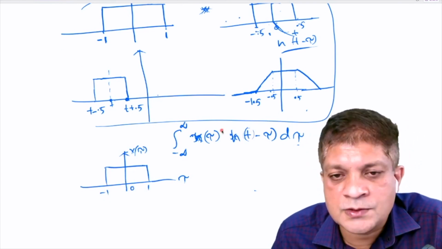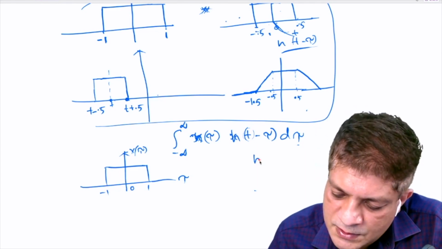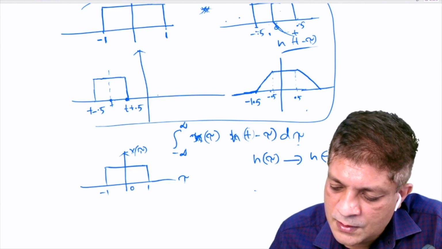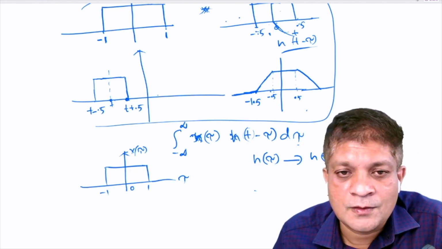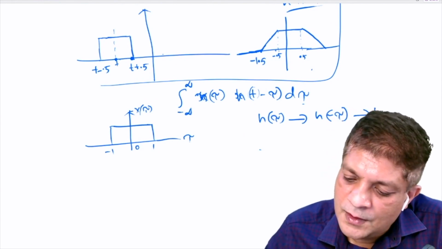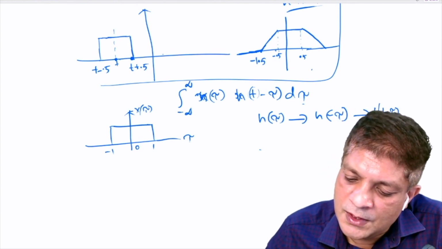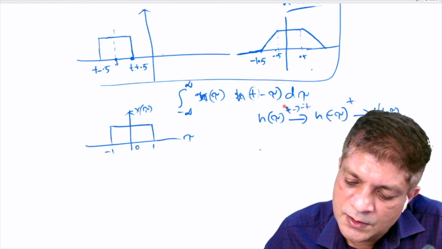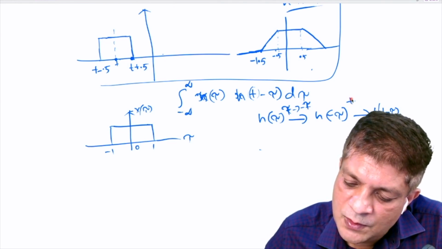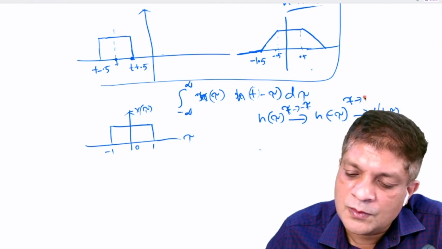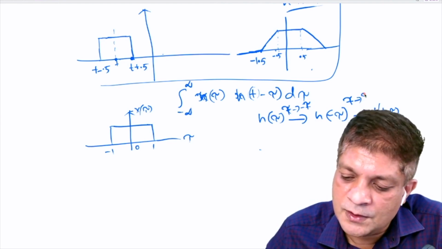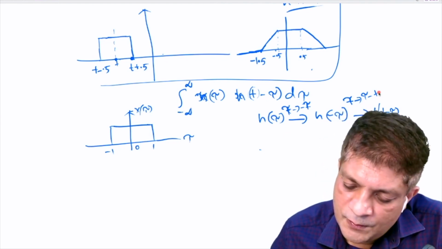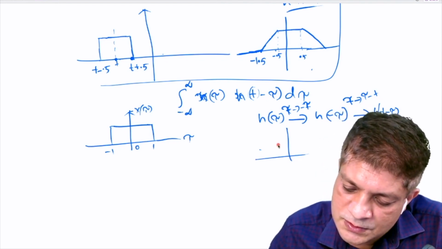Now here t is a constant. Start with h(tau), then h(minus tau), and then shift by t units to get h(t minus tau). This operation is t to minus t, and this operation is tau to minus tau, and the delay operation is tau to tau minus t. You are delaying it by t. Now what is h(tau)? h(tau) is this.